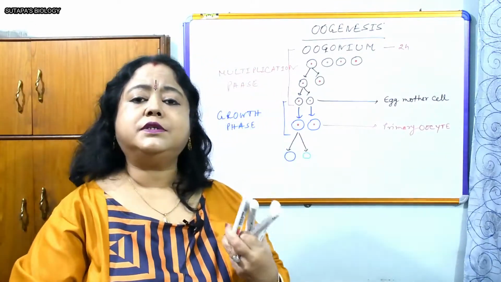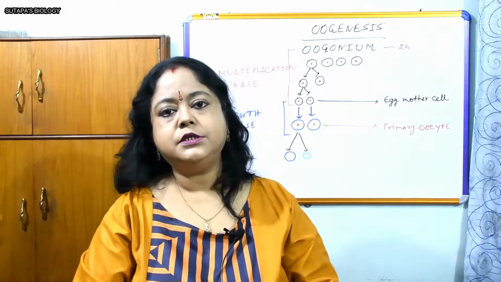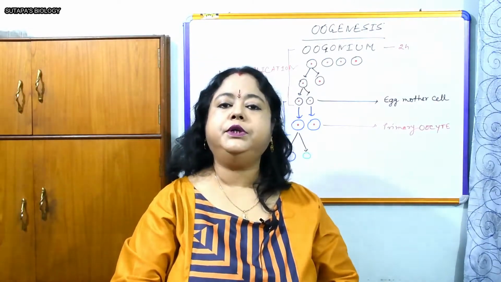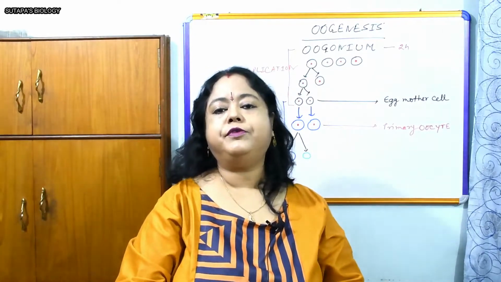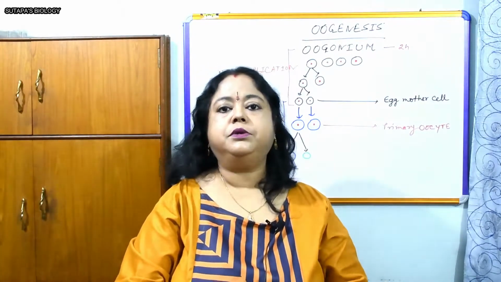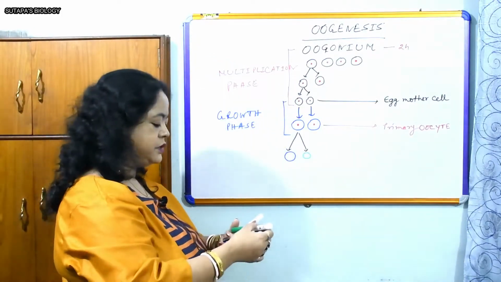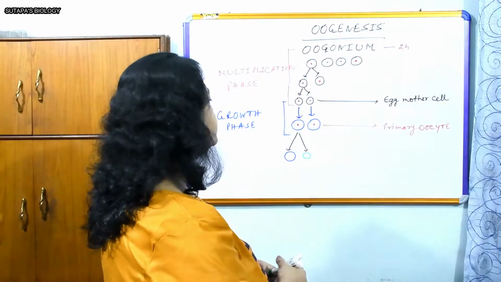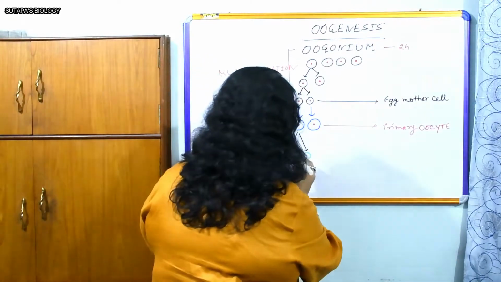Why? What's the function of the polar body? Why are they formed? It's thought that the polar body reduces the chromosomal bulk of the ovum, which facilitates fertilization. So for that reason, the polar body is present. The polar body has very small cytoplasm.